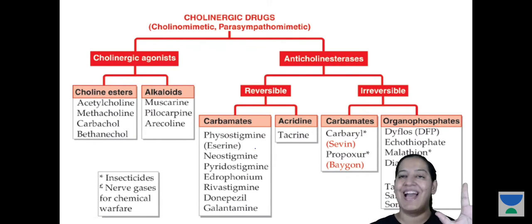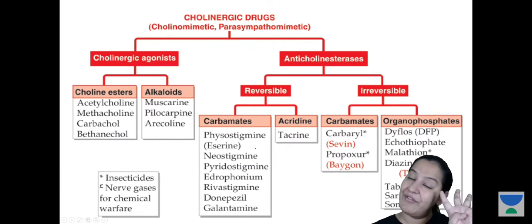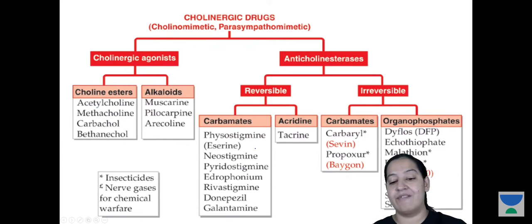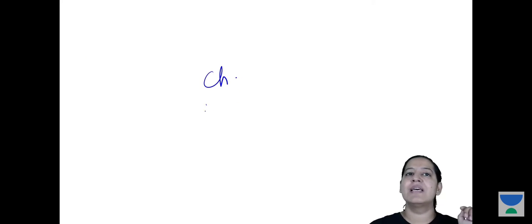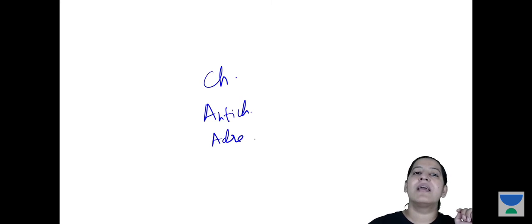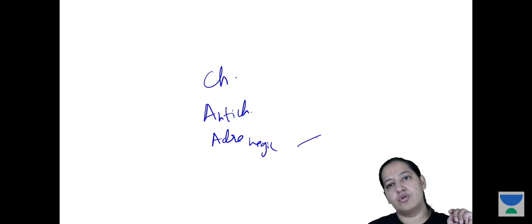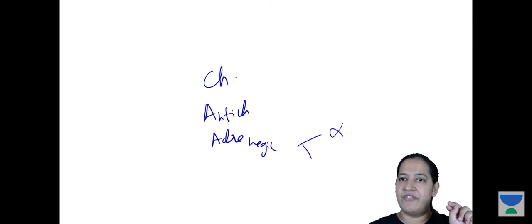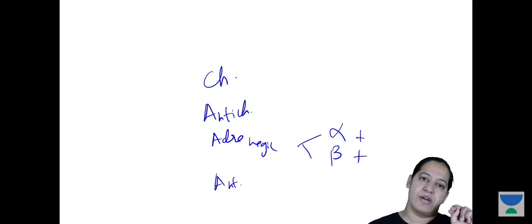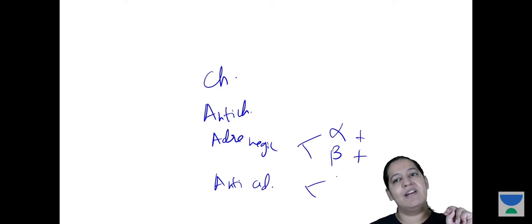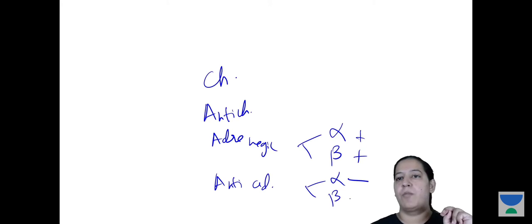Now my time is over. I have to give you the classification of all 4 chapters, then we have to start the 4 chapters one by one. The chapters we have to study are cholinergic drugs, anticholinergic drugs, and adrenergic drugs. In adrenergic drugs, I will divide into two chapters, alpha agonist and beta agonist, and then anti-adrenergic drugs. In anti-adrenergic drugs, again I will divide the chapter into alpha blocker and beta blocker.